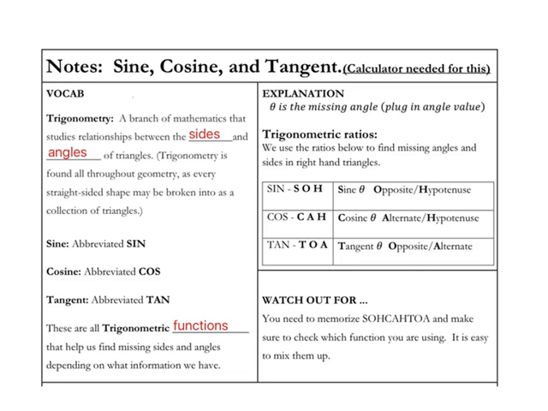So sine is abbreviated S-I-N. You look on your calculator, you'll see these. Cosine, C-O-S, and tangent, T-A-N. They're trigonometric functions. They help us find missing sides and angles depending on what information we have.